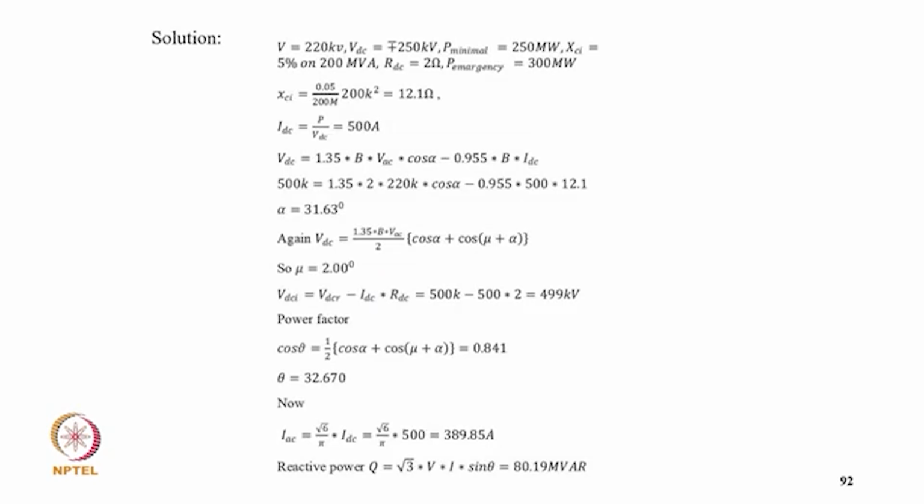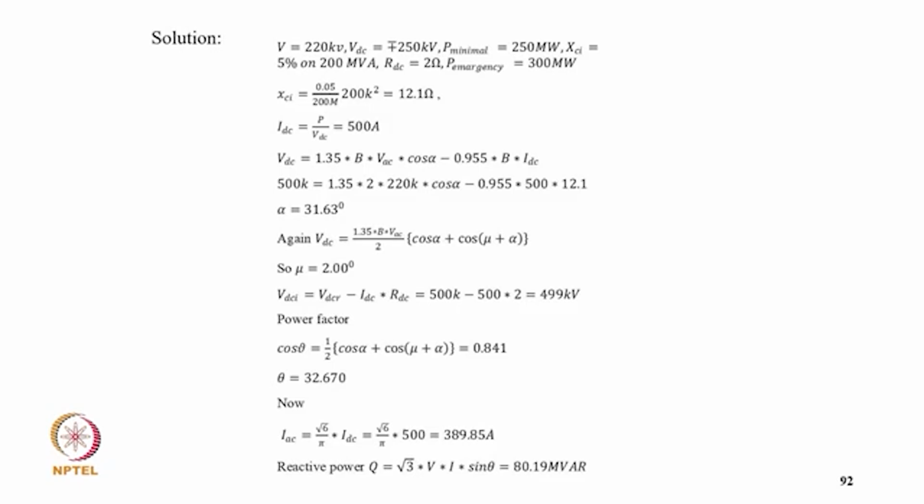So coming to the solution, V is given as 220 kV, VDC is plus minus 250 kV, P nominal is 250 megawatt, XCI is 5% of 200 MVA, the DC resistance is 2 ohm, and emergency power 300 megawatt. XCI, putting in the value of 5%, comes to 12.1 ohm, and IDC is P upon VDC, 500 ampere. VDC equals 1.35 V into VD cos alpha minus 0.5 XC into IDC, so alpha comes to 31.63. Putting again VDC as a function of alpha, 1.35 V into VAC by 2, cos alpha plus mu cos alpha. So here mu comes to 2 degrees, and VDI equals VDR minus IDC RDC.